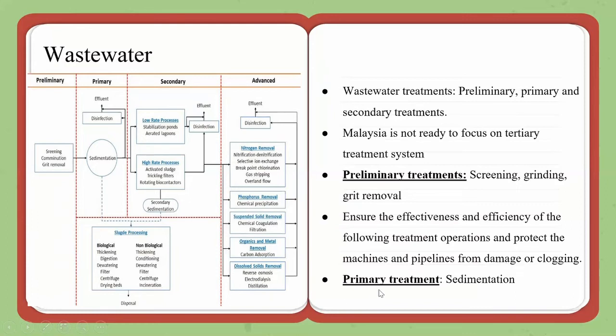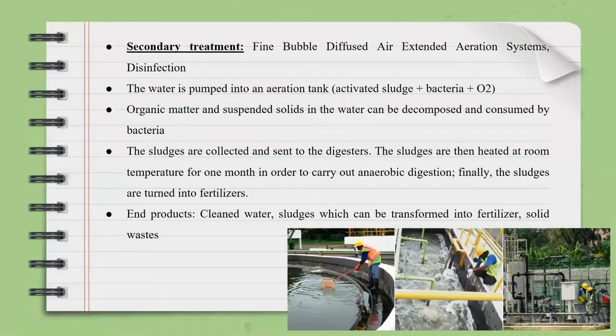Next, for the primary treatment, it includes sedimentation. That means that the high density substances will sediment at the bottom of the clarifier. However, the oil and the grease will float at the top of the clarifier. All the substances that sediment at the bottom will then be removed and disposed to the landfill. However, the oil and grease will be handled through mechanical skimming devices.